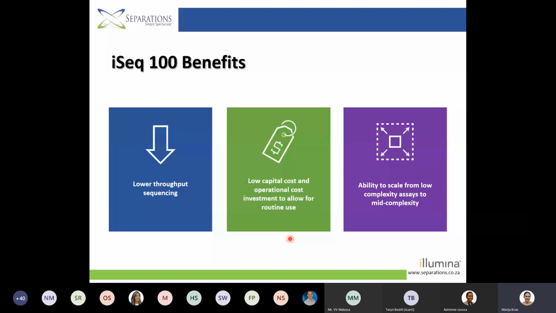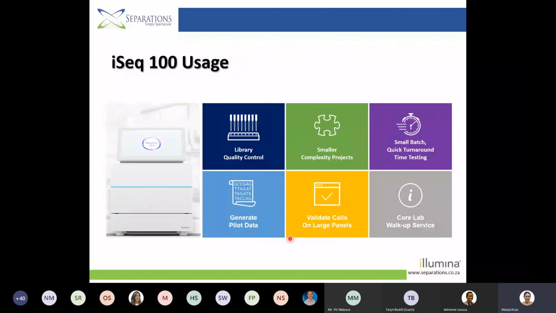at the same time. And it allows us to have that scalability from low complexity assays to the mid complexity ones. So if we want to put it in a lab, we can use it to look at library quality control, to look at the smaller complexity projects, to have projects that require quick turnaround time, but we have small batches of samples for it.